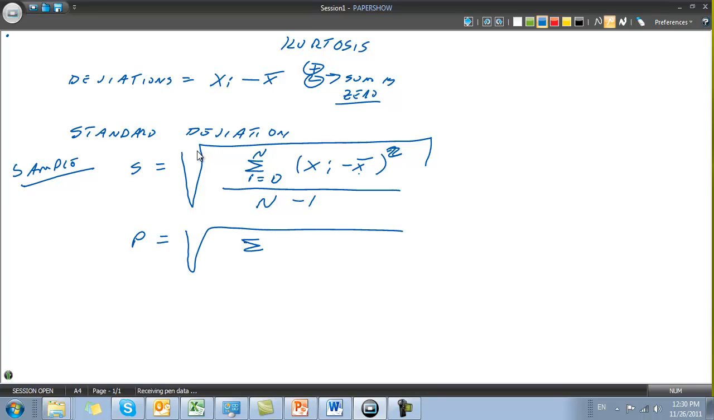For the entire population, it's a very similar formula. The sum of the deviations squared divided by the n. So it's a very, very similar formula for the population standard deviation.